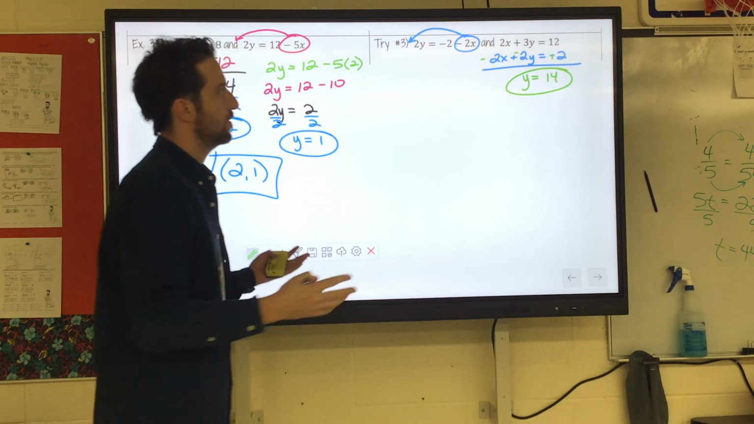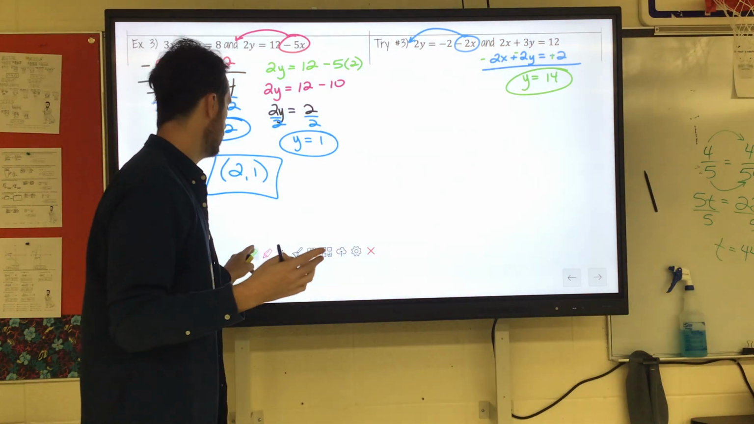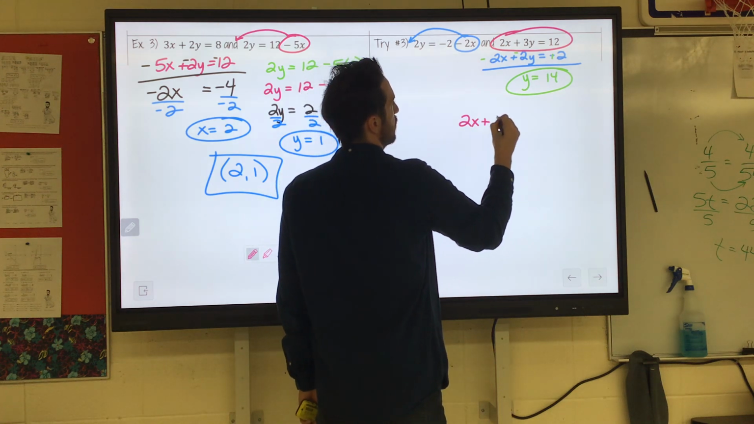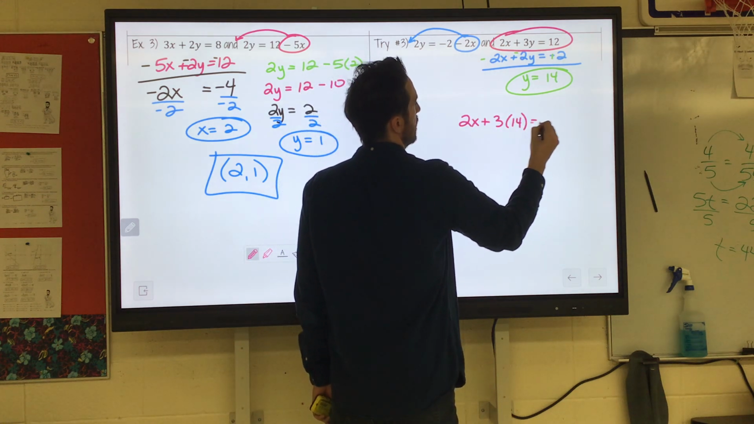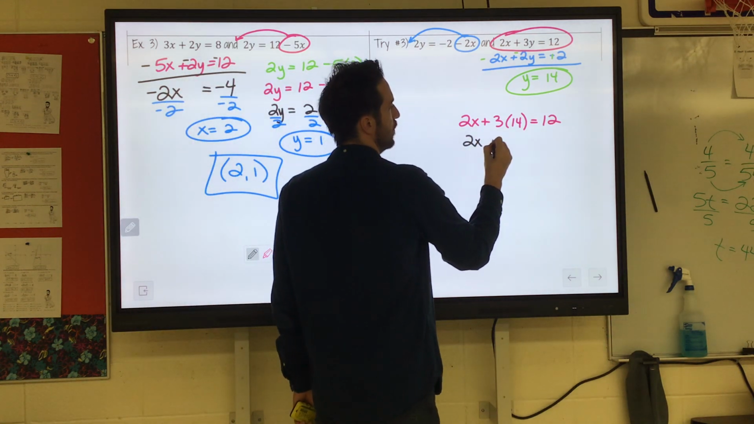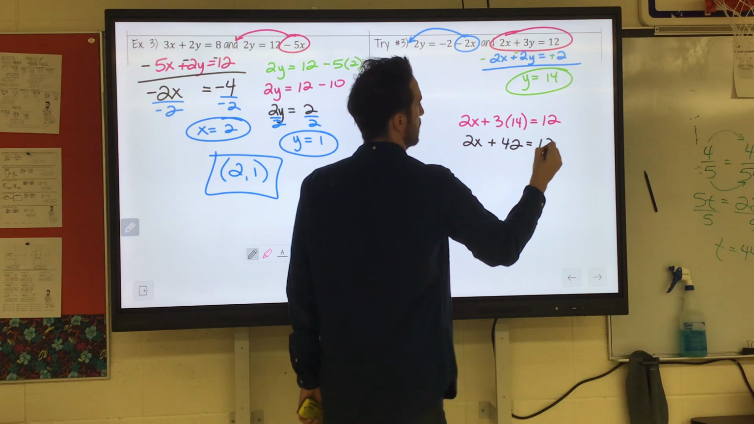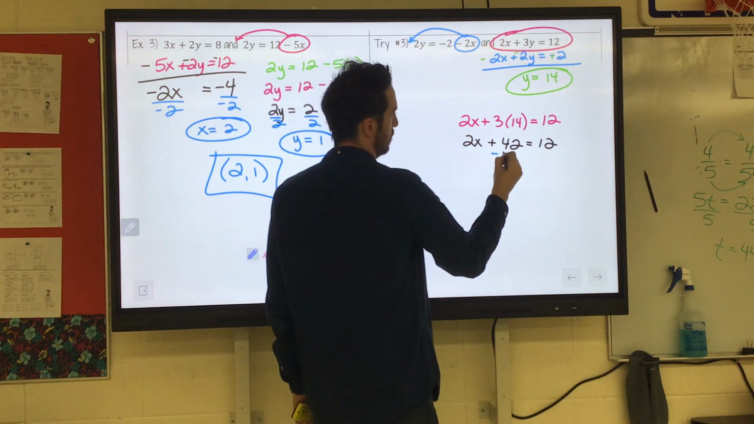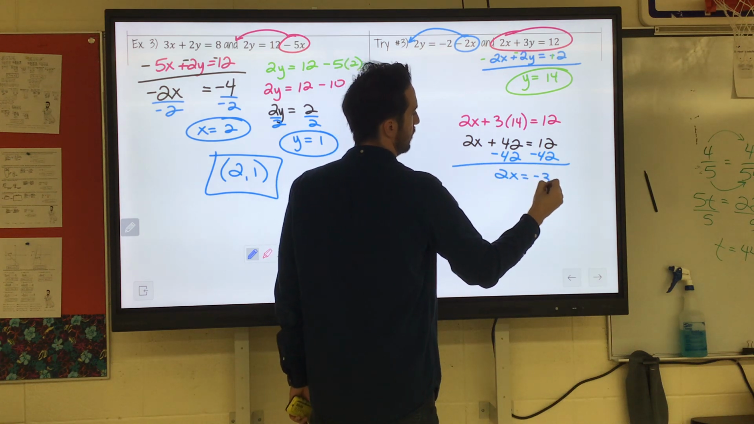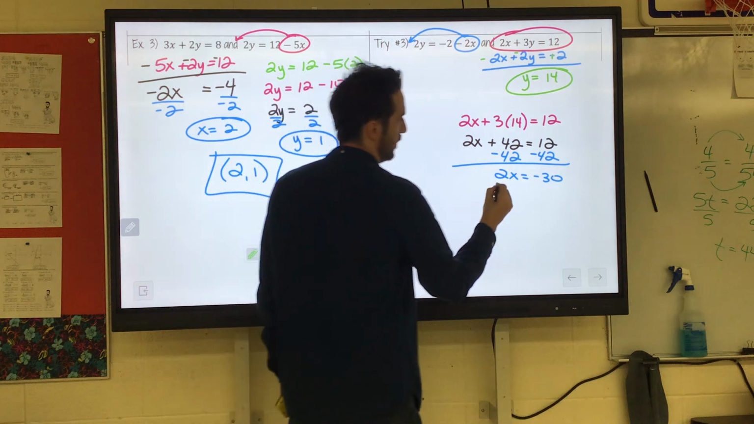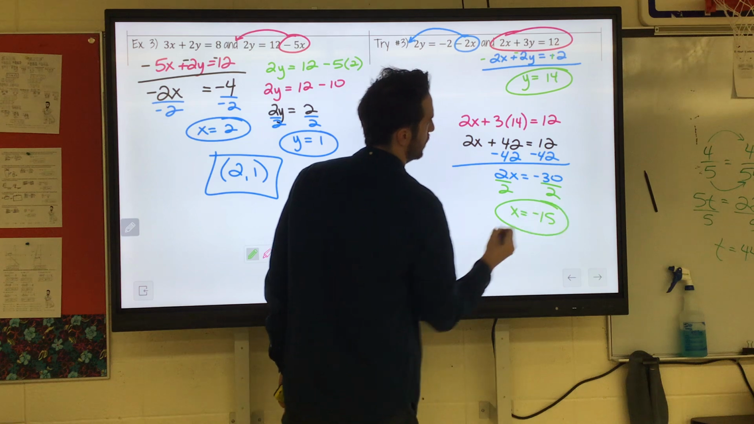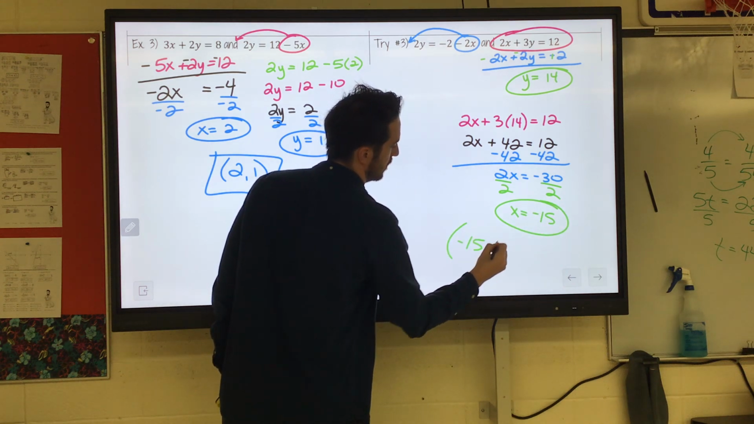Still need x. You can use any of the equations. Let's say I went with the second one. 2x plus 3y, 3 times 14 equals 12. Now 3 times 14 is 42. 2x plus 42 equals 12. We're going to have to subtract that 42. 2x equals negative 30. Divide both sides by 2, and we get x equals negative 15. So our coordinate would be negative 15, 14.